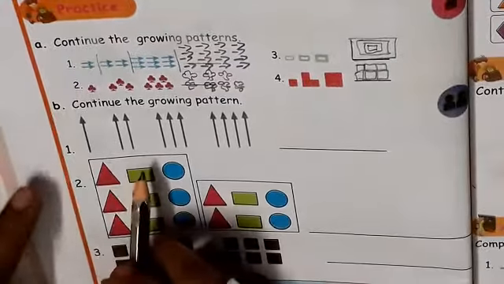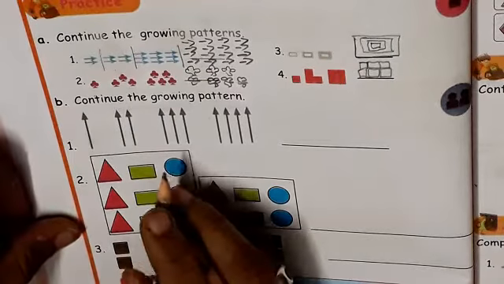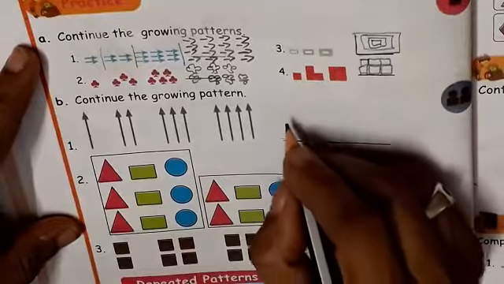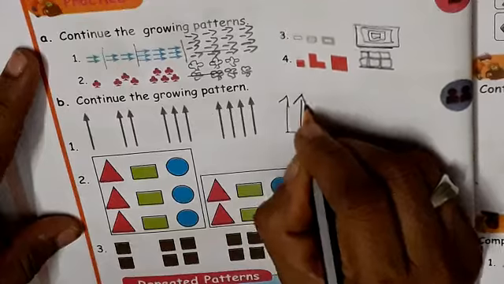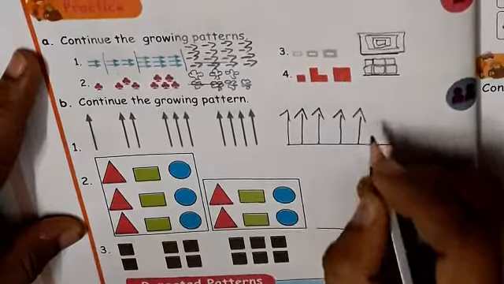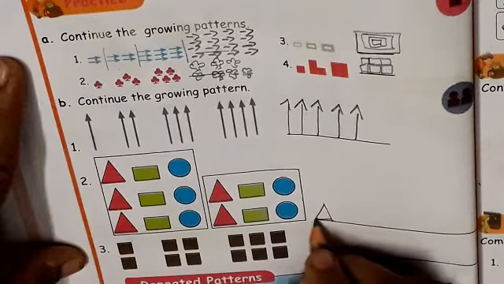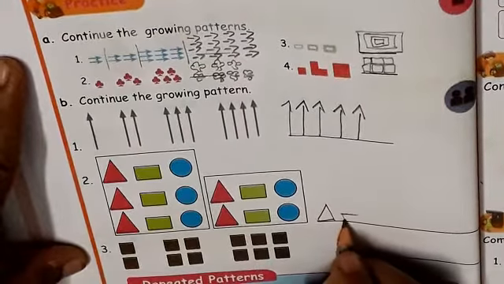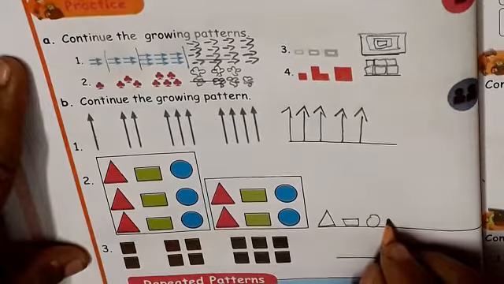See the next one. Continue the growing pattern. Here you have to continue the growing patterns. Here 1, 2, 3, 4. Now you have to draw 5. 1, 2, 3, 4, 5. Here, listen, like this you have to draw. You have to continue it, that's all.